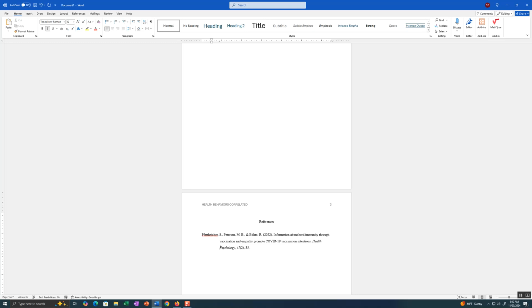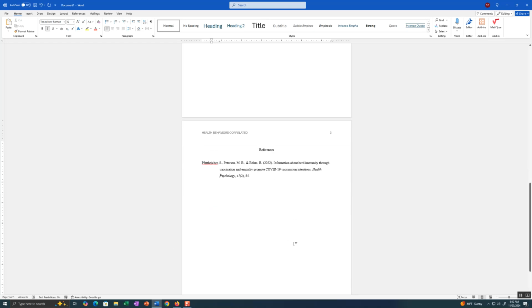And if I want to double space like that, there's my citation. So the first line not indented, second and subsequent lines are indented. Make sure that the journal name is in italics, and it is. And then this is the volume number, and the issue number is also in italics. The page number is generally not in italics.